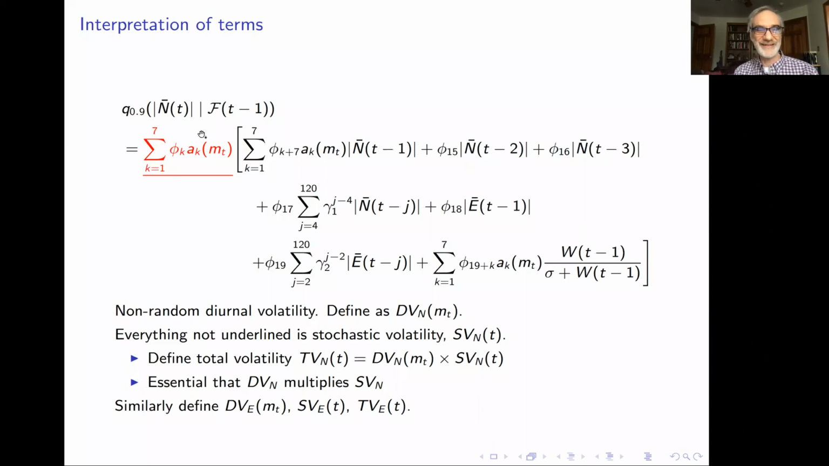So this is the term that I'm calling dVn of the minute. It only depends on the minute. m of t is the minute of the day, so this function is periodic with period 1 day. That's this dVn. Everything else in these square brackets is the stochastic volatility. All these other terms have random variables in their expression, so they're part of the stochastic volatility, and the total volatility is their product.